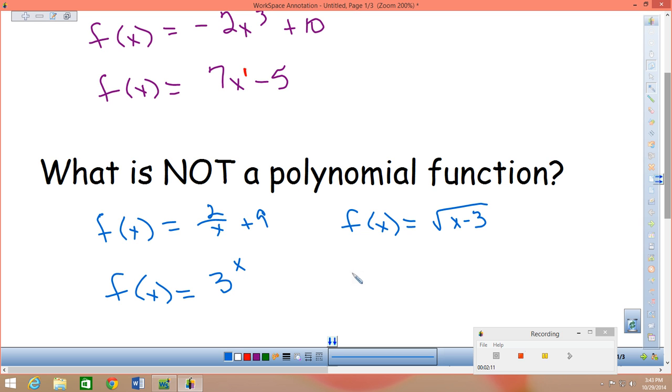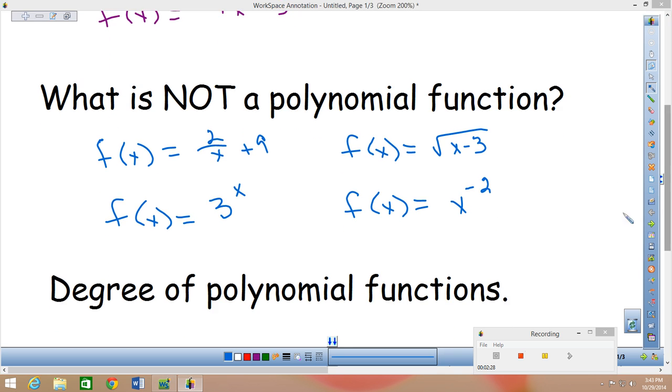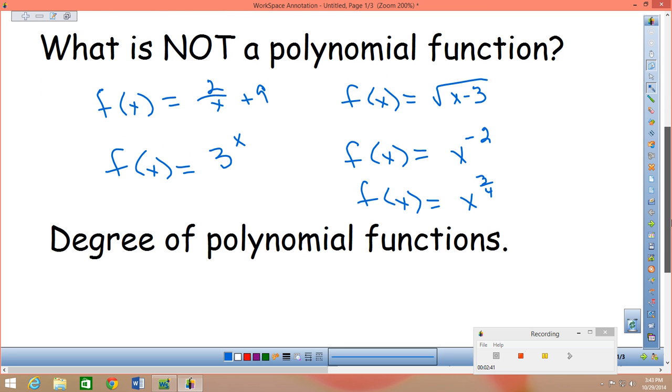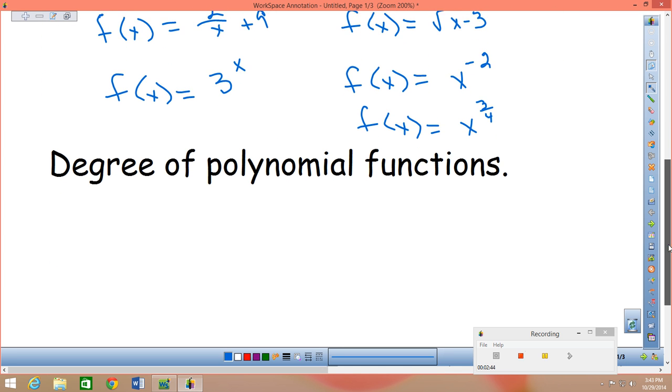Also, we talked about how the exponent has to be a whole number. So I can't have f of x where it's x to the negative 2. Or I can't have f of x is equal to x to the 3/4. Okay, those would not be polynomial functions. Every polynomial function has a degree. The degree of a polynomial function is the value of the highest exponent.